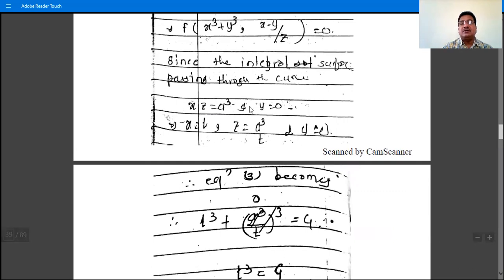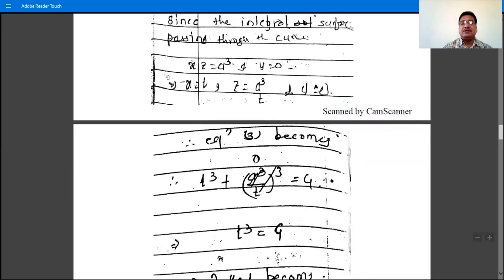x into z is equal to a cube and y is equal to 0. So take x as t and z as a cube by t. So what we have then, x into z, that is t into a cube by t, is a cube, and y as 0. So equation 3 becomes... So we have to find the relation between C1 and C2 from equation number 3 and 4.